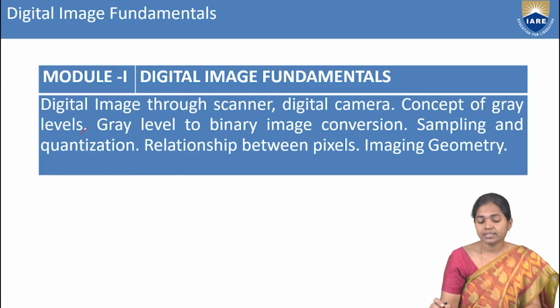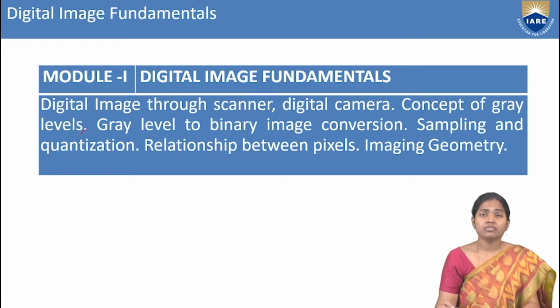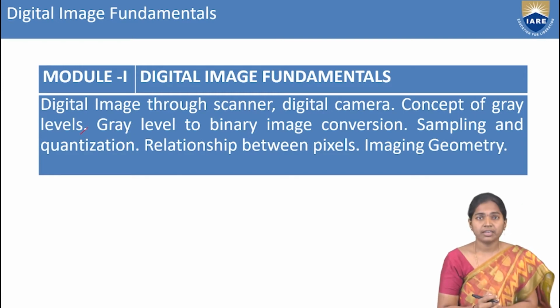And next is sampling and quantization. What is the importance of sampling and quantization in digital image processing? Sampling converts the continuous signal. Whenever light falls on the sensor, when we capture the image for the acquisition process, the first step is we need to capture the image. Without the image, we can't do anything in our digital image processing.